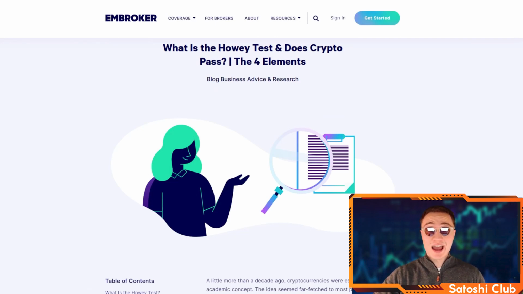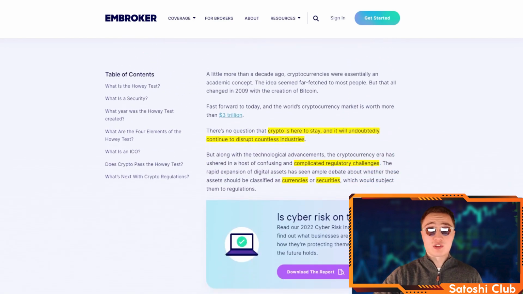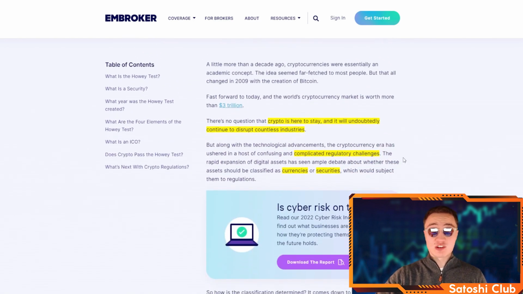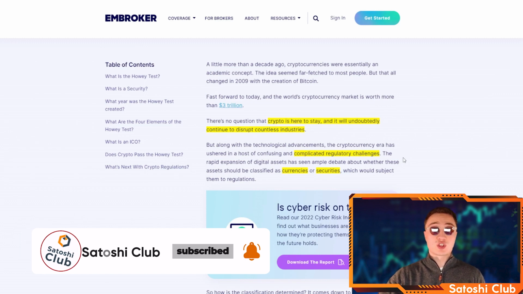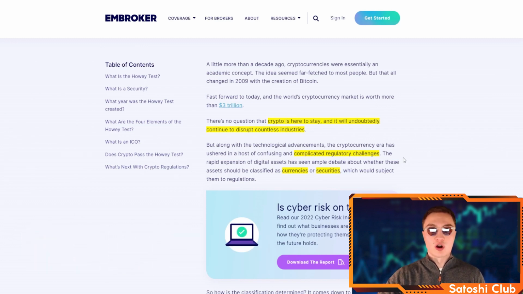know about the Howey Test. Now, the Howey Test was established back in 1946. It's essentially a method for the SEC to determine whether or not an asset is a security or a currency, right? A currency such as Bitcoin, which is still considered a currency and not a security, or a security such as stocks, ETFs, funds, or even some ICOs out there in the crypto world.